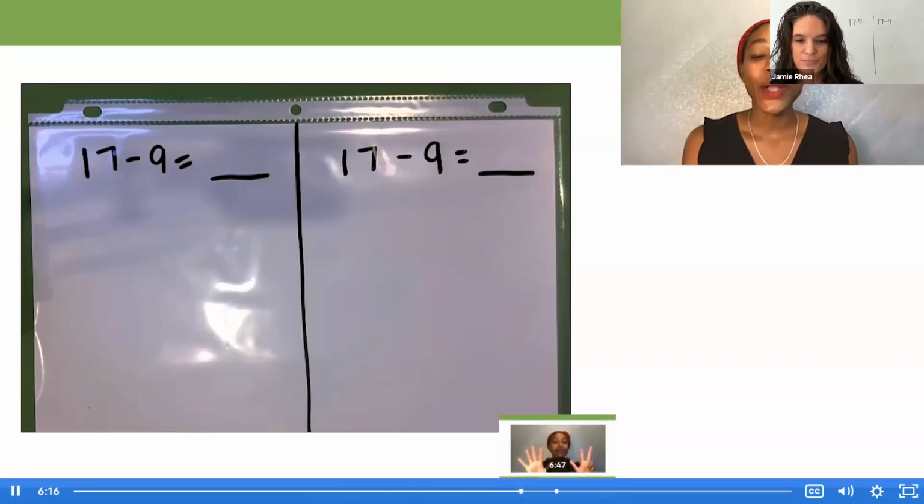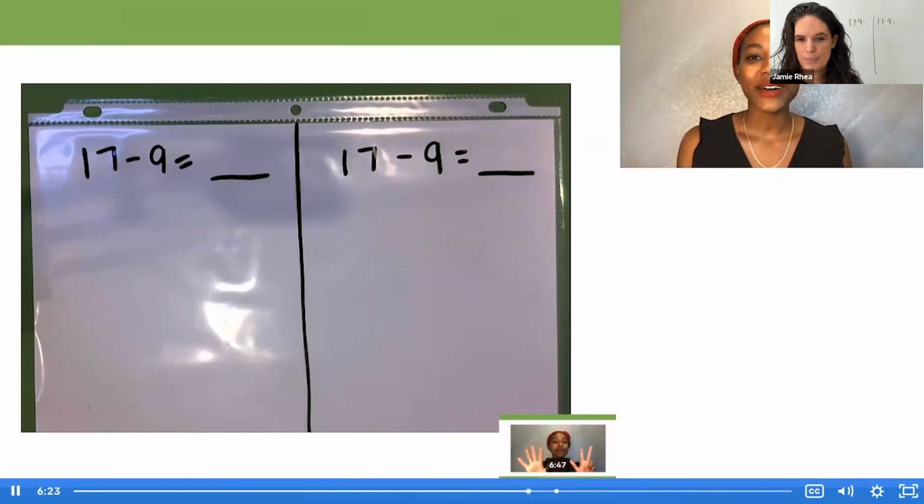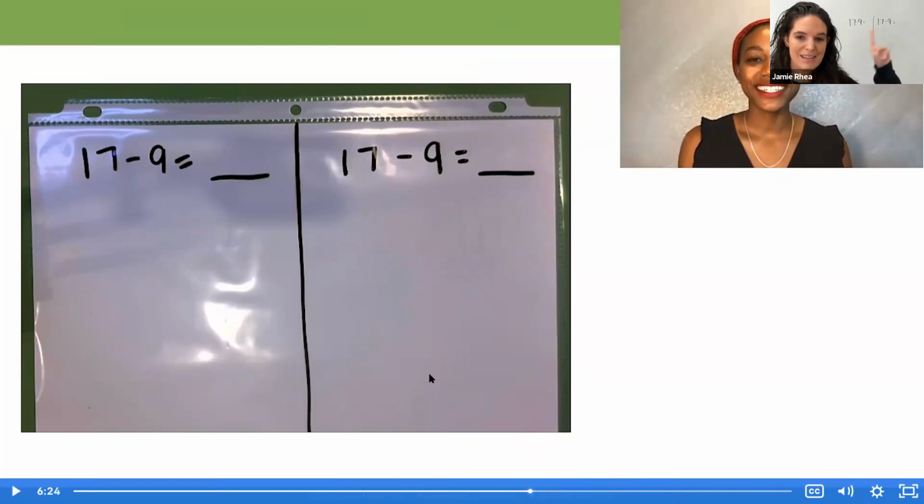On the first side, we're going to use the count on strategy to solve 17 minus 9. Okay, pause the video now to solve. So remember, on the count on strategy, we're going to start with 9 and we're going to count up to 17. Okay, so let's do that together. 9 in our head, 9, 10, 11, 12, 13, 14, 15, 16, 17.